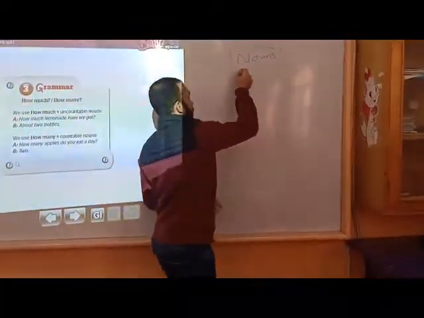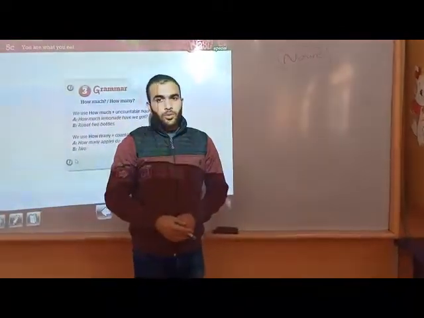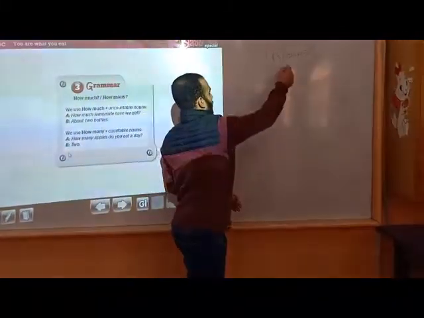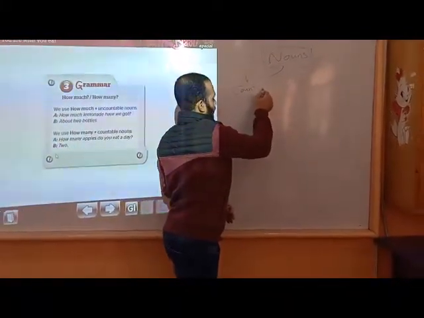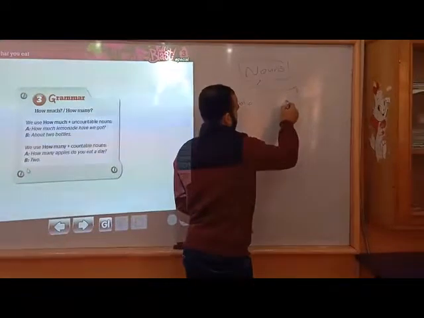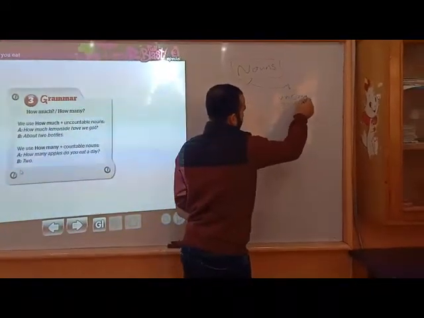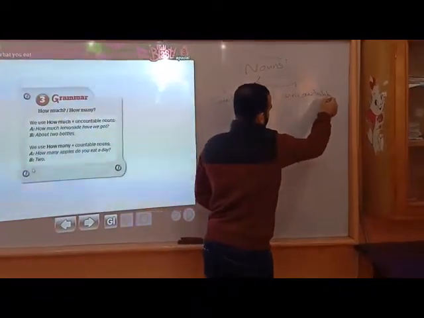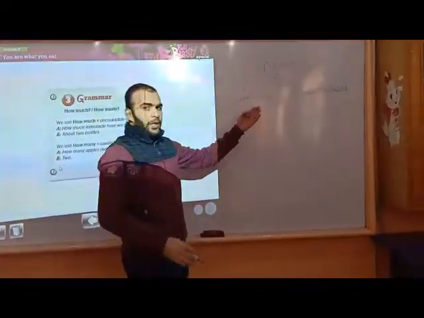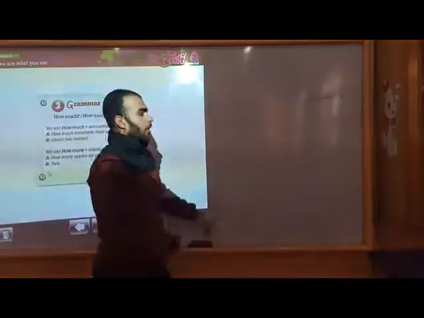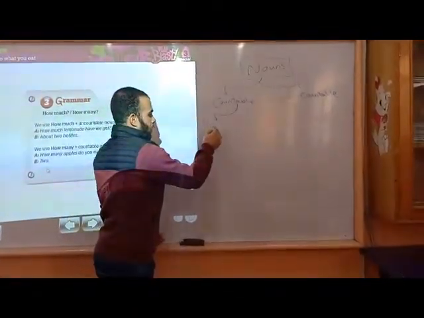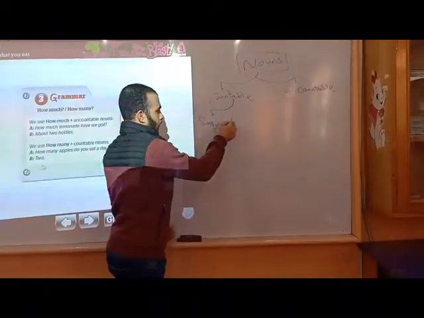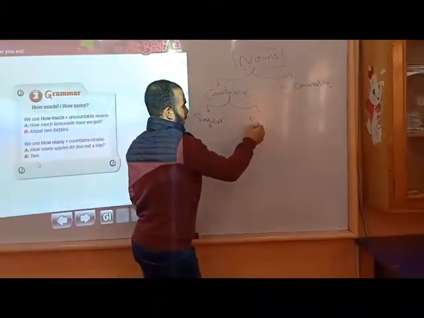And we divided nouns into two parts. We have countable nouns or uncountable nouns. Okay, this is the first point. So nouns could be countable or uncountable. And we divide the countable nouns into singular countable nouns or plural countable nouns.